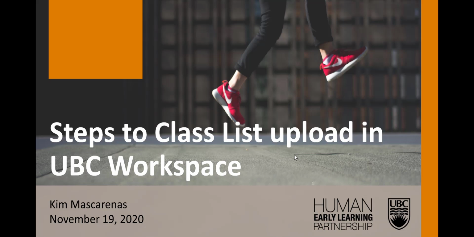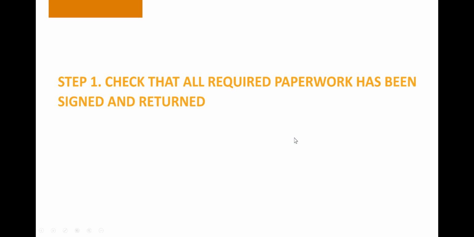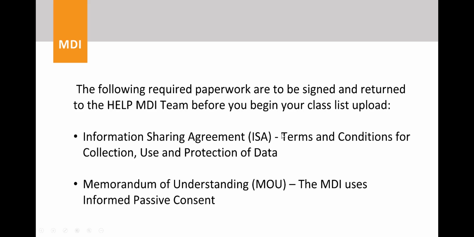So let's get started. So step 1. Before we can begin with any upload, please remember to sign and return all of the required paperwork. So these are the following that you can see on the slide. So that's the Information Sharing Agreement or the ISA. So this lays out the terms and conditions for collection, use, and protection of your data, and a Memorandum of Understanding or MOU that tells you that the MDI uses the informed passive consent.